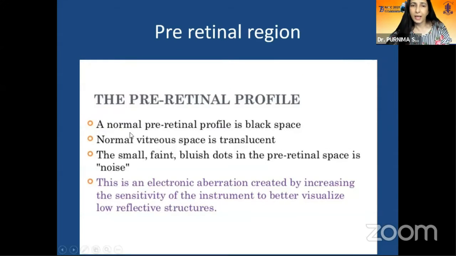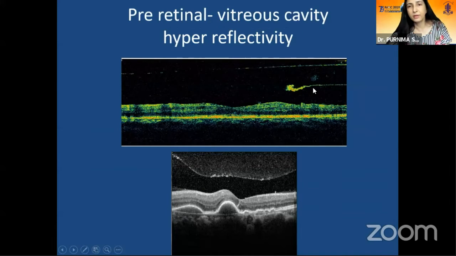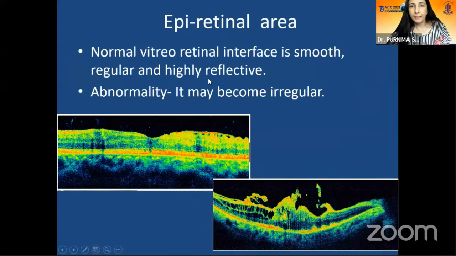The pre-retinal region is black because the vitreous is translucent, but sometimes we may see hyperreflective areas like this. There's a membrane here, which we're seeing, and a PVD membrane here. The second picture shows a diffuse hyperreflectivity in the vitreous, indicating some kind of vitreous hemorrhage. The epiretinal area is usually very smooth, regular, and highly reflective, but it may become irregular because of the presence of some abnormality, like in this case, an epiretinal membrane.